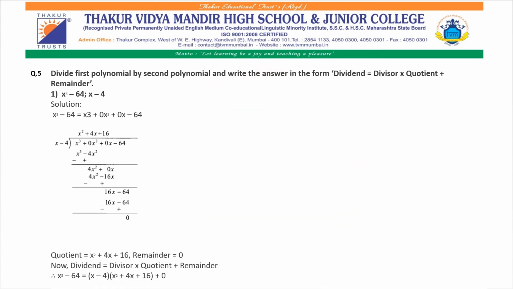Divide the first polynomial by the second and write it in the form of dividend is equal to divisor into quotient plus remainder. x cube minus 64 is divided by x minus 4. First we will write it in standard form. So x raised to 3 plus 0x square plus 0x minus 64. This will be the standard form. With the simple division, the answer which we are getting is x square plus 4x plus 16 as the quotient and the remainder is 0. And then we will write it in the format of dividend is equal to divisor into quotient plus remainder.